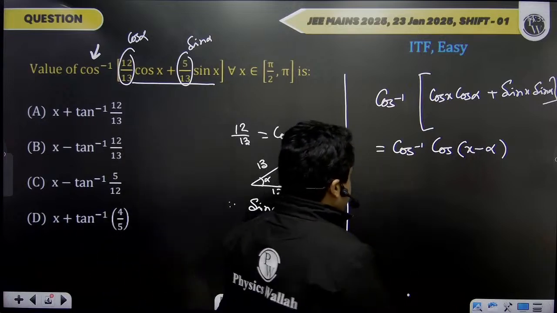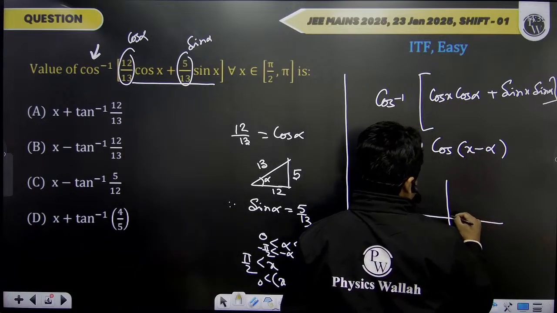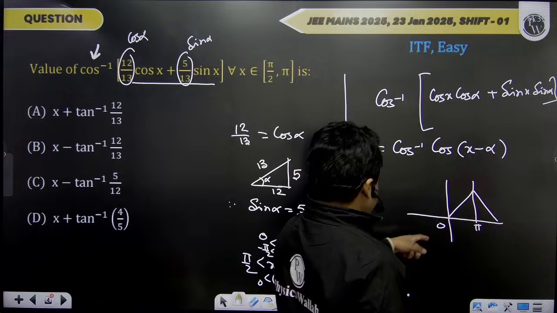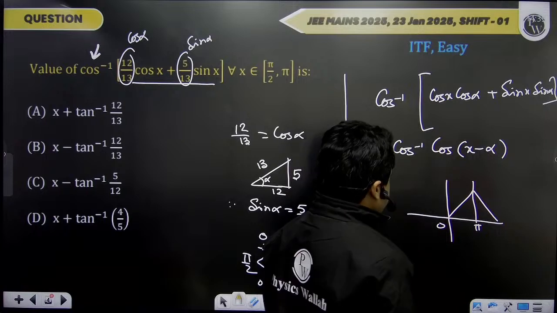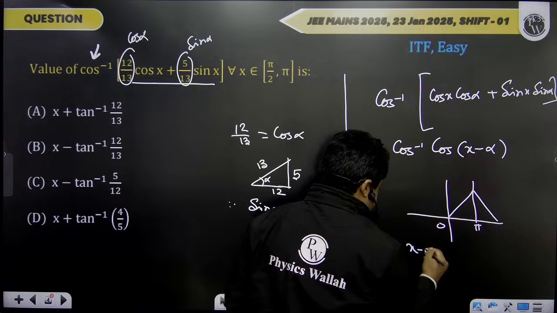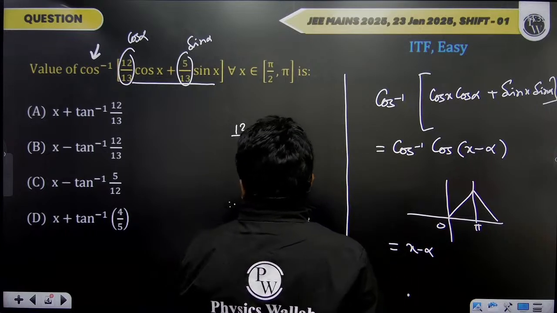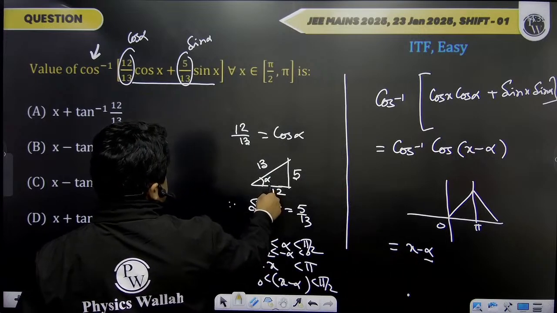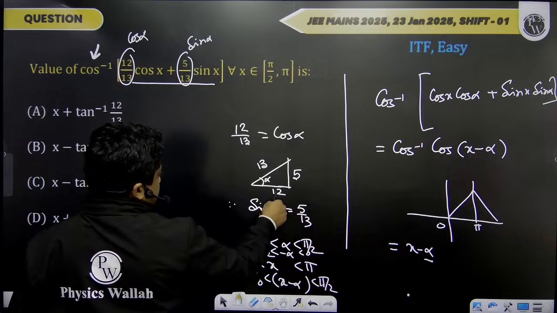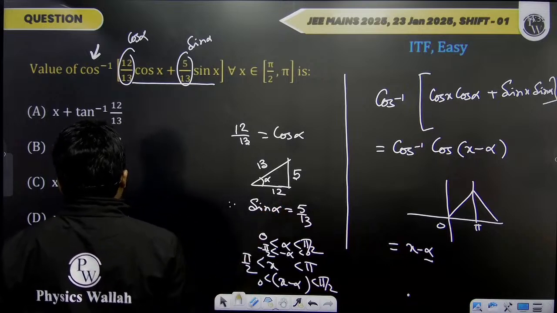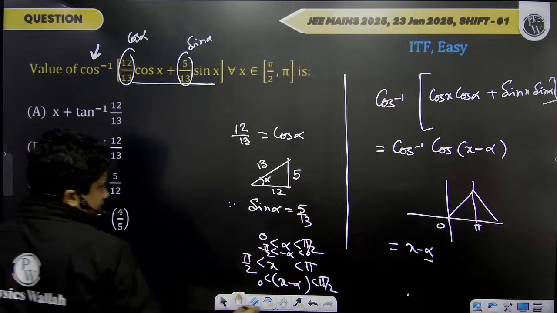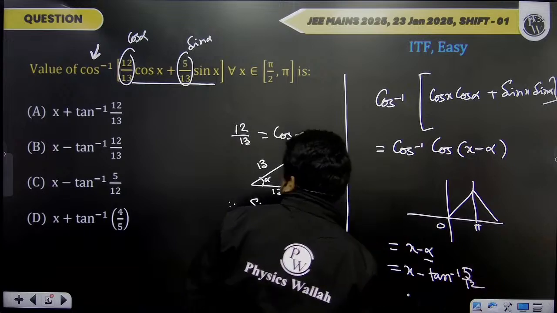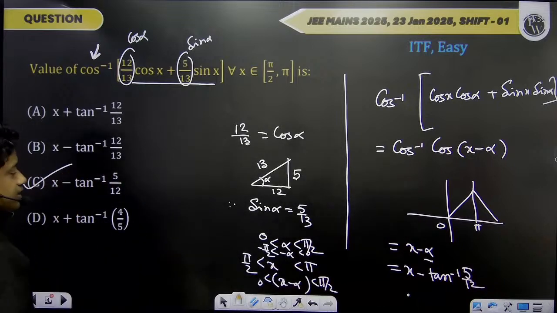So since it is the first quadrant, we know the cos inverse cos x graph. From 0 to pi it will be x. So since it is 0 to pi by 2, cos inverse of cos of x minus alpha will become x minus alpha. Alright. So now we have to find alpha. We know that tan alpha equal to 5 by 12. So alpha I can write as tan inverse of 5 by 12. So the final answer will be x minus tan inverse of 5 by 12. So we will go for the option C here.